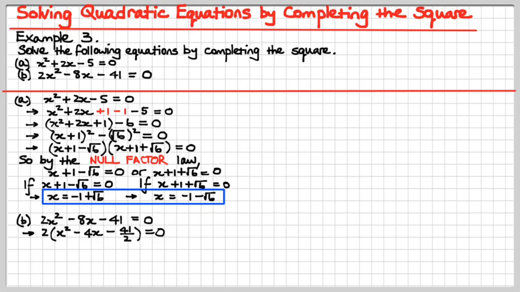Alright, so the first thing I did here was I took out the 2. That means you have to halve the coefficient of every term inside the bracket to compensate. So that's just x squared here, 4x, minus 4x there, and minus 41 over 2 here inside the bracket equals 0. Now we have to complete the square on all this stuff in here, guys.